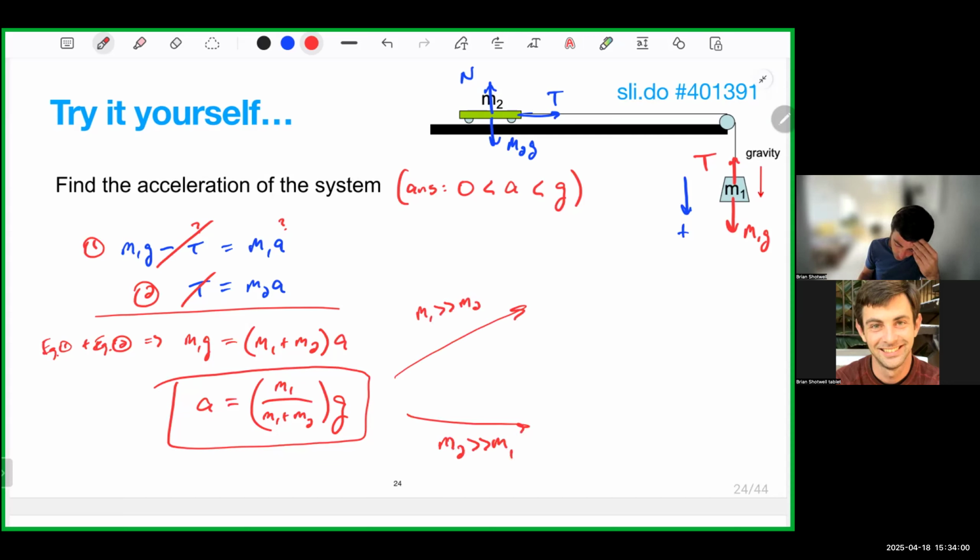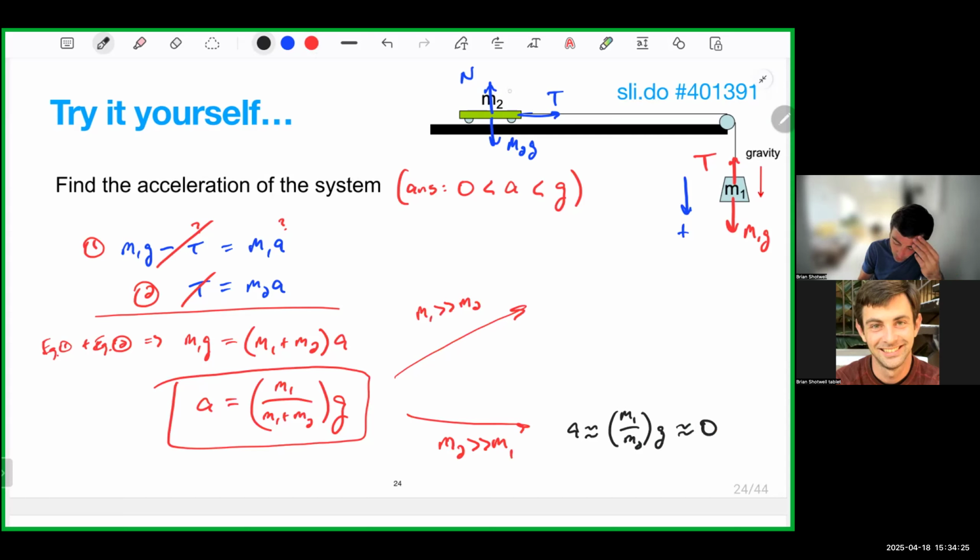So if M2 is much, much greater than M1, let's look at this bottom case first, then this denominator is basically just M2. You take M2 and you add a really, really tiny thing to it, it's just M2. And M1 divided by M2 is a very, very small number. So then A is about equal to M1 over M2 times G, which is about equal to 0.